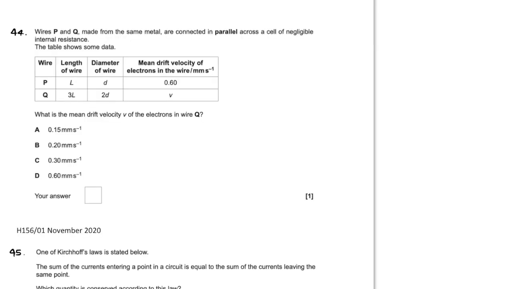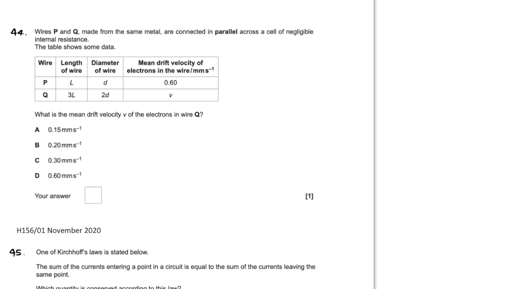With question number 44, we've got two wires P and Q made from the same metal, and they're connected in parallel across a cell of negligible internal resistance. We are given a bunch of data for the two wires, and we need to work out the mean drift velocity in the wire Q. Because we are given the length and the diameter of the two wires along with the mean drift velocity of the original wire P, we need to put some equations, some relationships together.